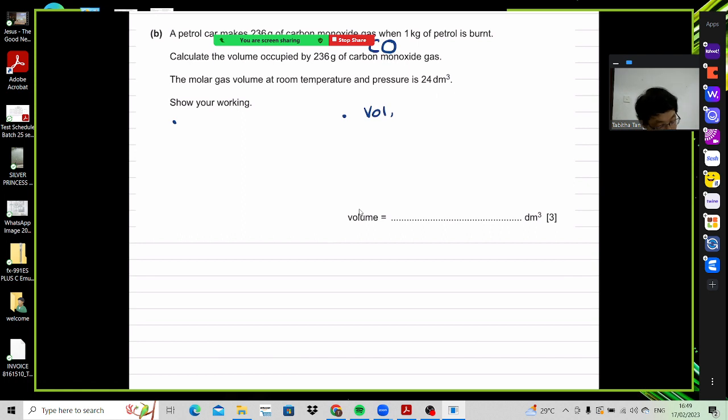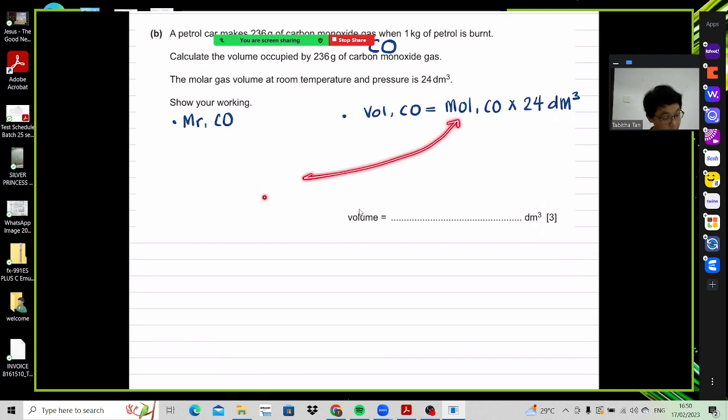So now CO, C and O. What we're going to do, let's find the molar mass for CO. We want to find the volume of CO. It requires us to put in the mole of CO, and then we multiply that by the magic number 24 dm³. For this case they request in dm³, so it's fine to just use dm³. And then you know that you don't have the mole, so you're going to get it from some kind of preparation here. So now let's go on to find the molar mass for CO.